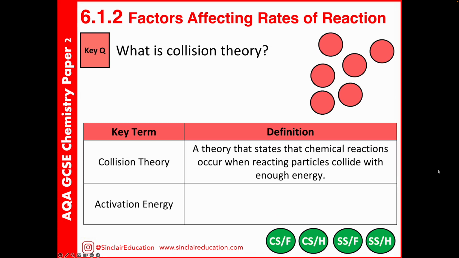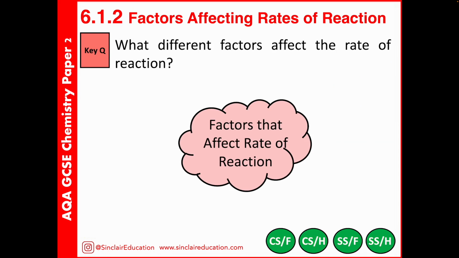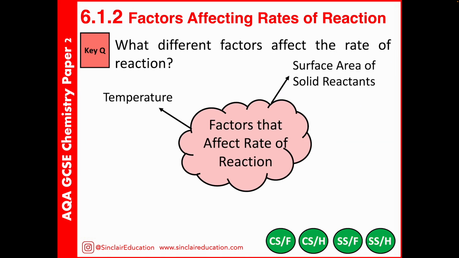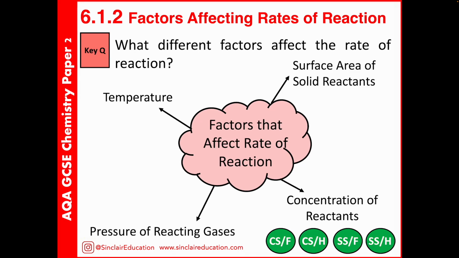Collision theory is the theory that states that for chemical reactions to occur, we need particles to collide with enough energy. And activation energy is the minimum energy that's needed for a reaction to happen. There are different factors that can affect the rate of reaction. This includes temperature, surface area, concentration, and pressure of reacting gases. Notice pressure of gases though, and also the presence of catalysts.